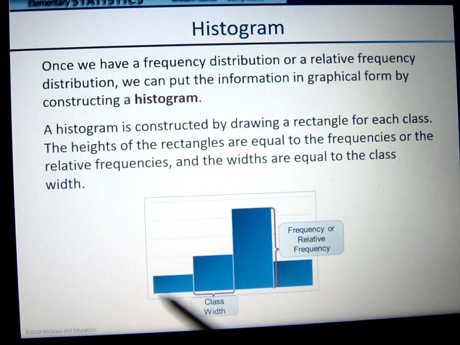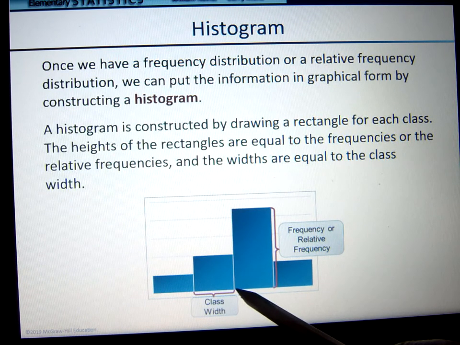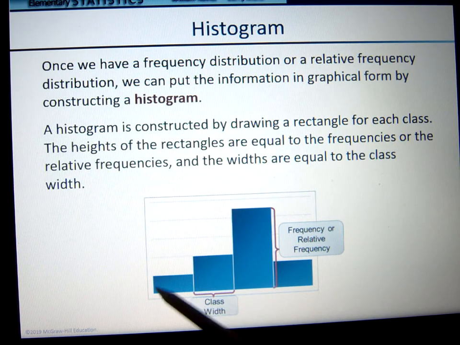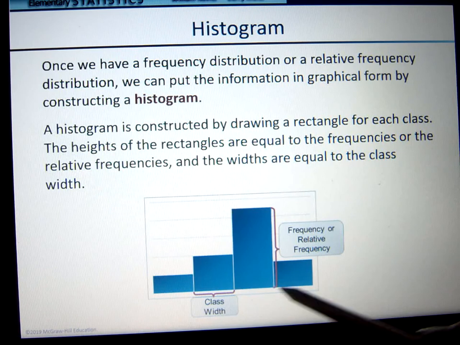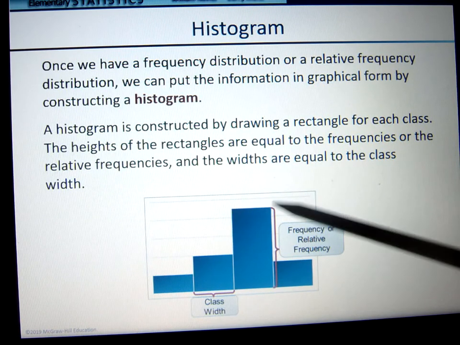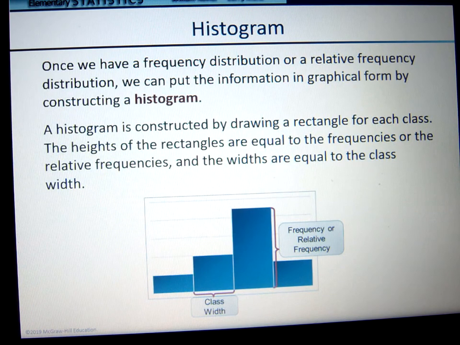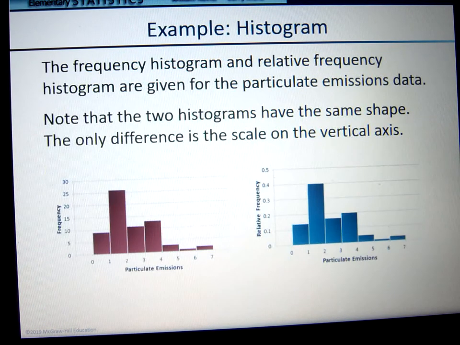Notice also that these widths are the same when we draw them. So you want to make sure that they look nice and that they're all the same. And then this will be your frequency or your relative frequency, whichever one you use.